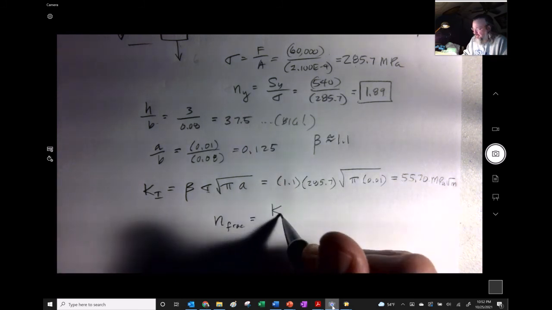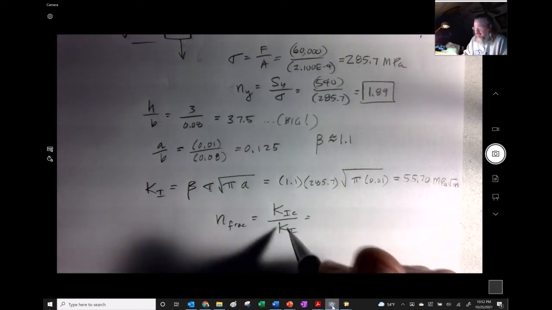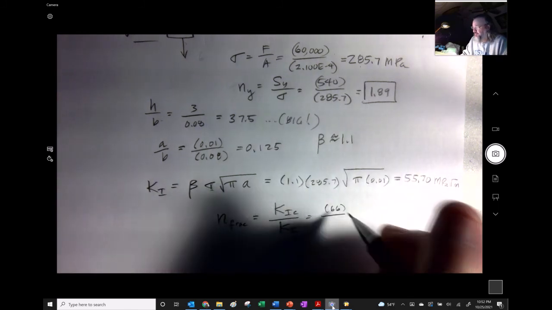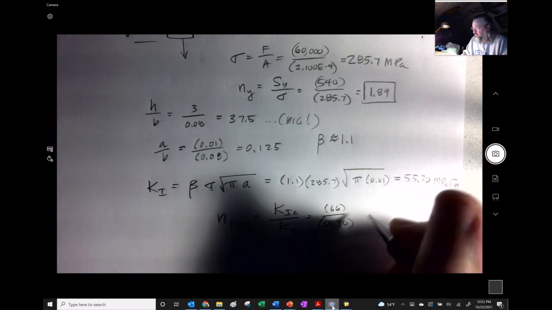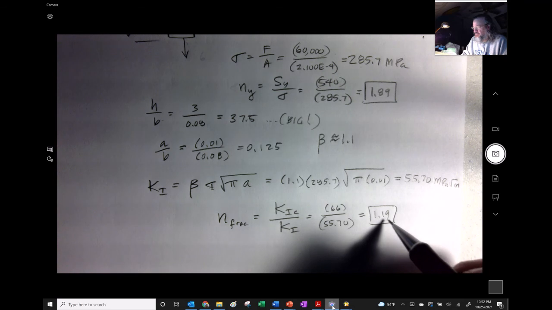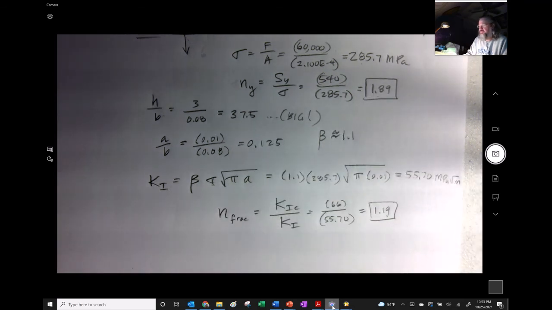And so if I have a safety factor based on fracture, what I want to do is take my KIC and divide it by KI. So we just want to see how we were really measuring how far away are we from fracture. So 66 divided by 55.7, and that's going to be 1.19. So we can see we're much closer to fracture now that we have that cut into it.